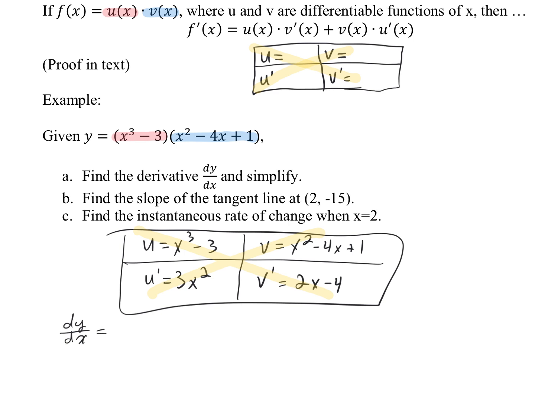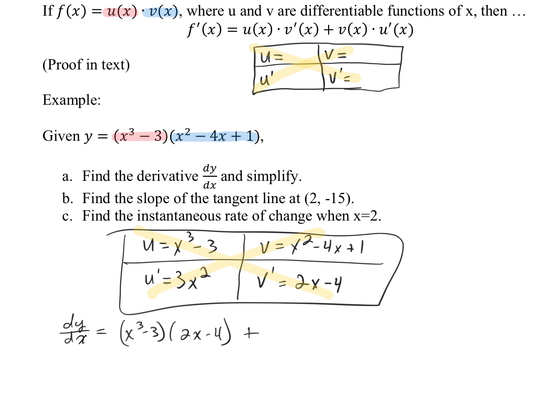So then it's going to be, let me trace out this diagonal first. I'll start with u, then times v prime. Gives me x cubed minus 3 times 2x minus 4. Then we add on what we get when we multiply along the second diagonal. Now, there's nothing important about the order of these two.